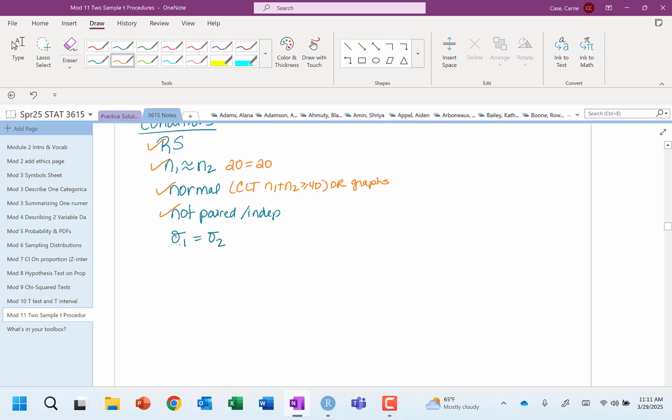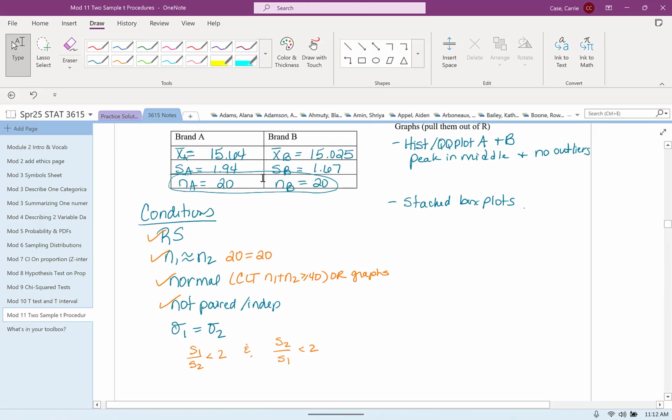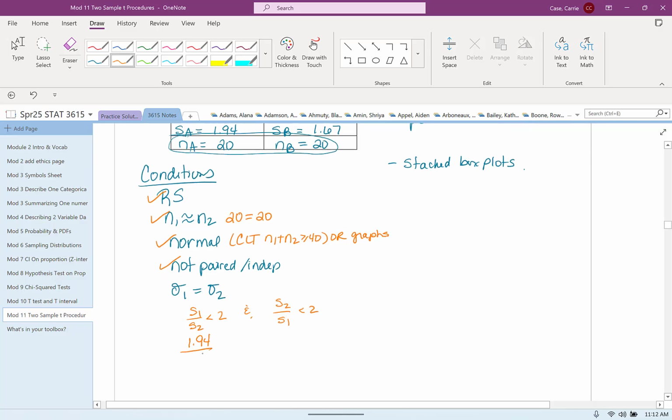And then for sigma 1 equals sigma 2, we have to show that S1 over S2 is less than 2 and S2 over S1 is less than 2. And I've done that in R, but I want to show you where it's coming from. Whoops, was not what I meant to do. I touched my screen. My standard deviations are 1.94 and 1.67. So 1.94 over 1.67 and 1.67 over 1.94. Well, the smaller one over the bigger one is always going to be less than 1. So that one will always be met, whatever the smaller one is. So you only have to look at the proportion of the big one over the smaller one.